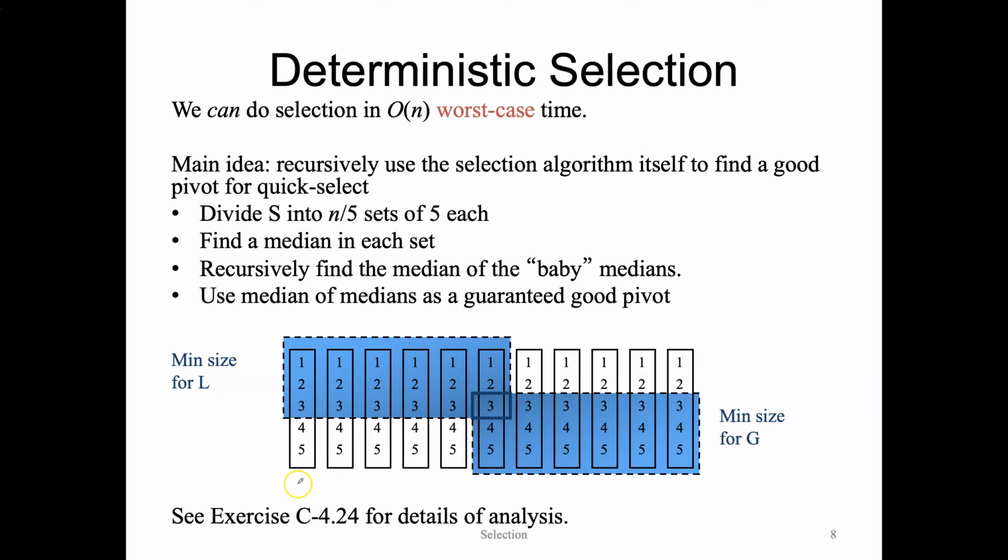Now we won't get into seeing the exact runtime of why this deterministic selection algorithm runs in big O of n in the worst case, but you can look at your book for the analysis if you're interested. But the main idea here is that we can solve this in linear time in the worst case, deterministically. So rather than picking a random pivot, we have this kind of complicated way of picking a good pivot, not the median, but a median of medians.